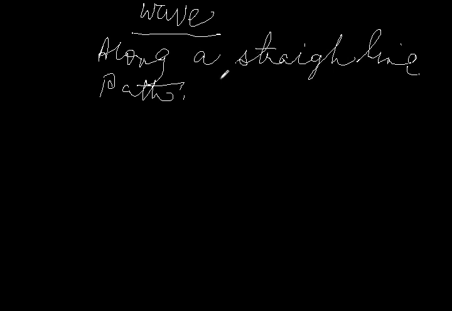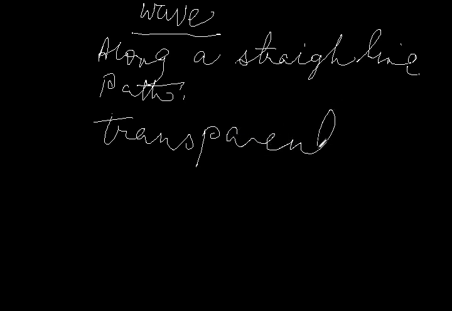That is, light can travel conveniently, light can travel rapidly. That is called transparent medium. Transparent medium like water, air, etc., glass, other transparent medium.